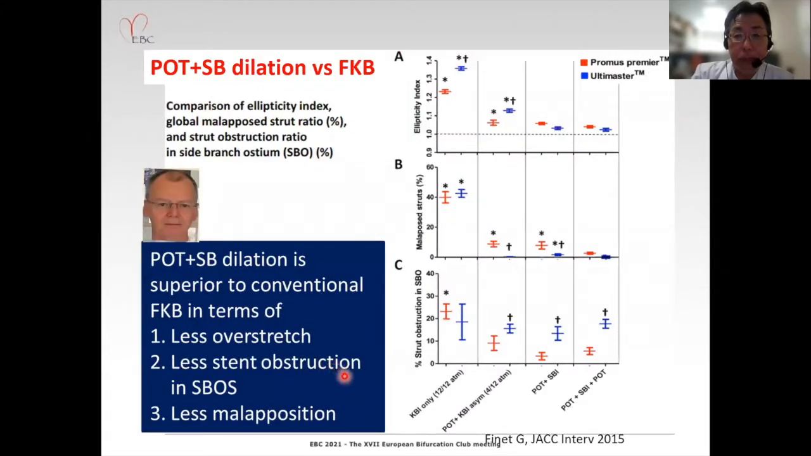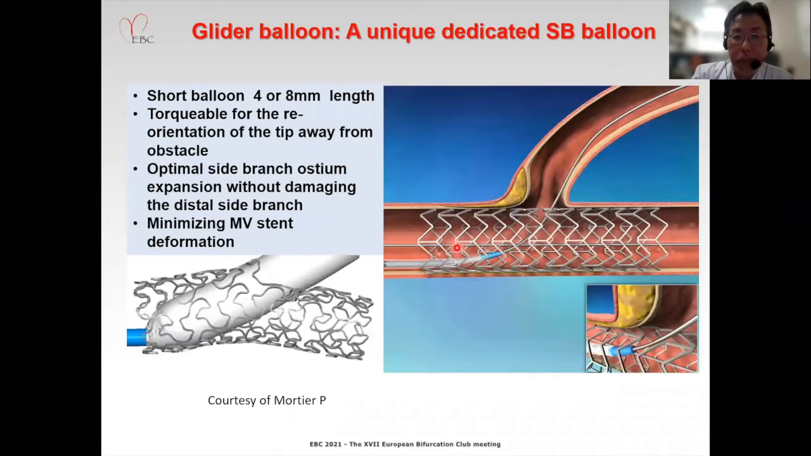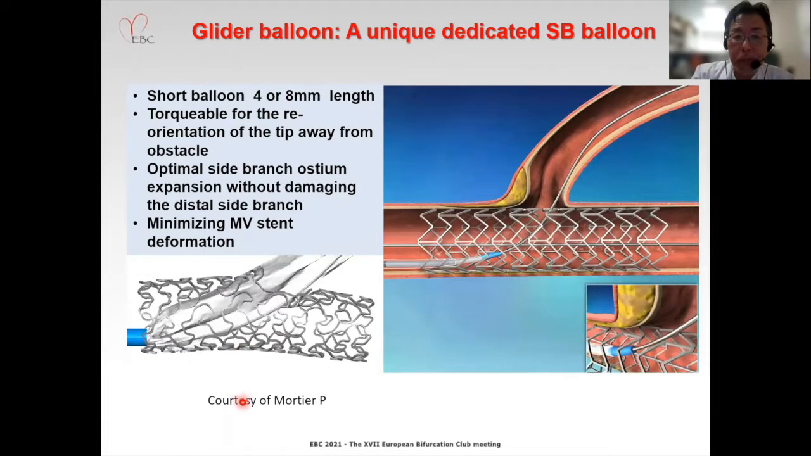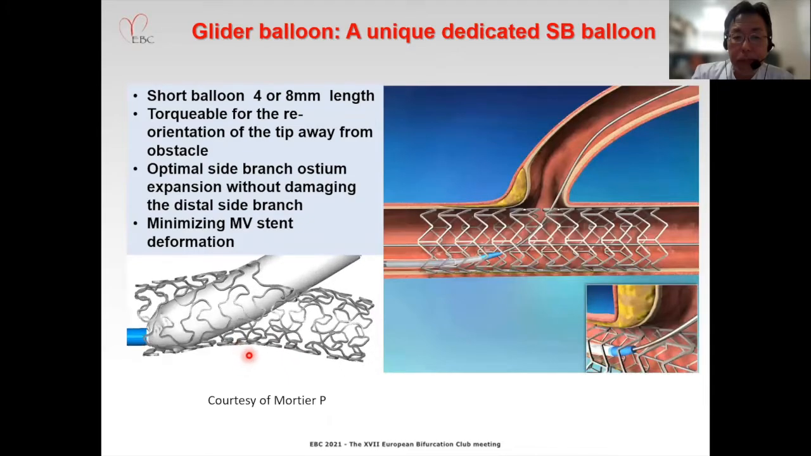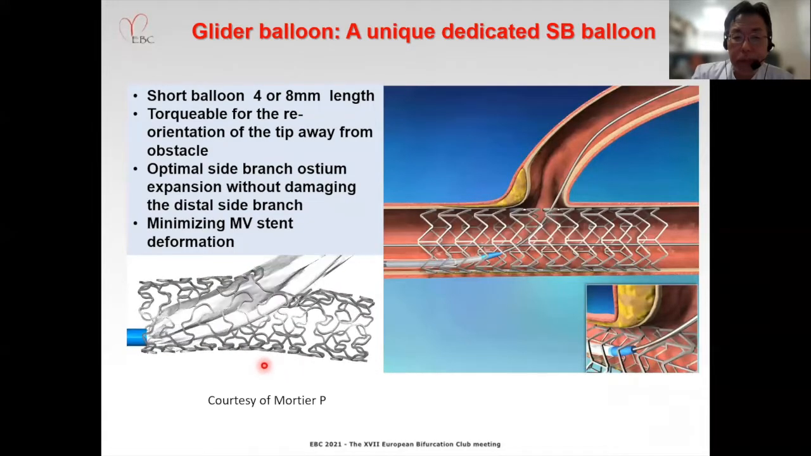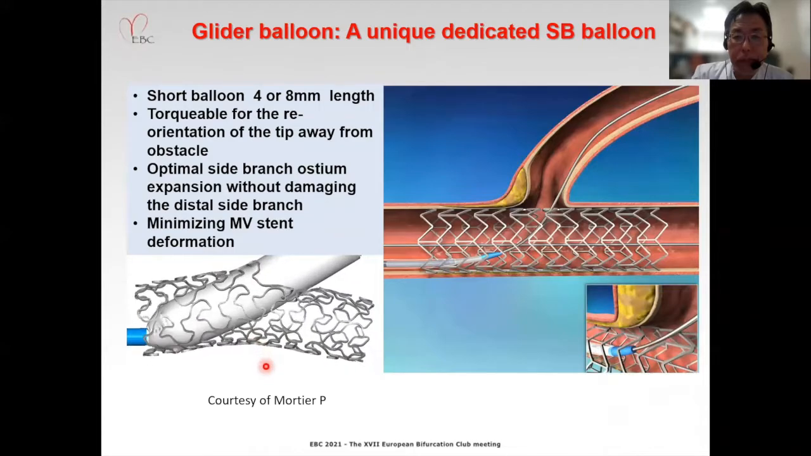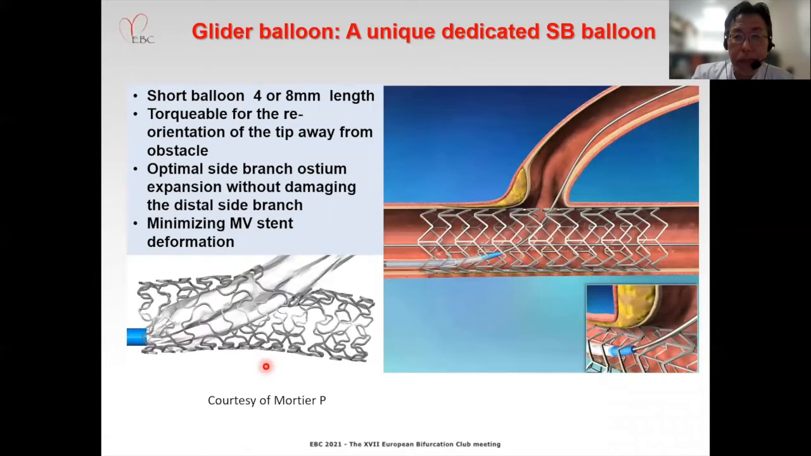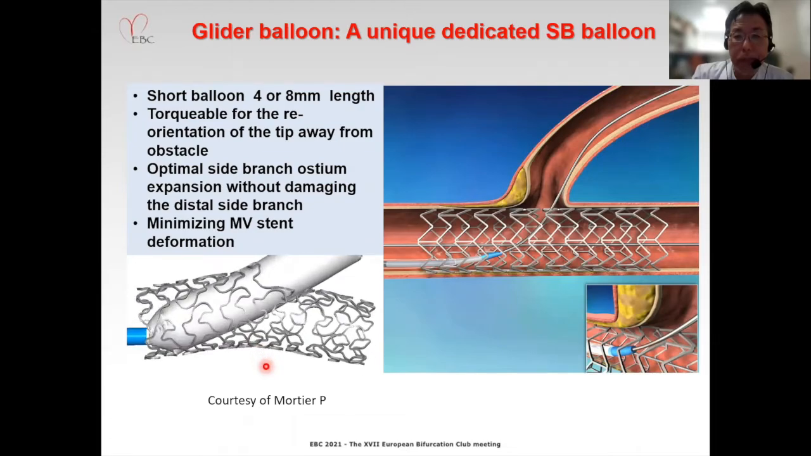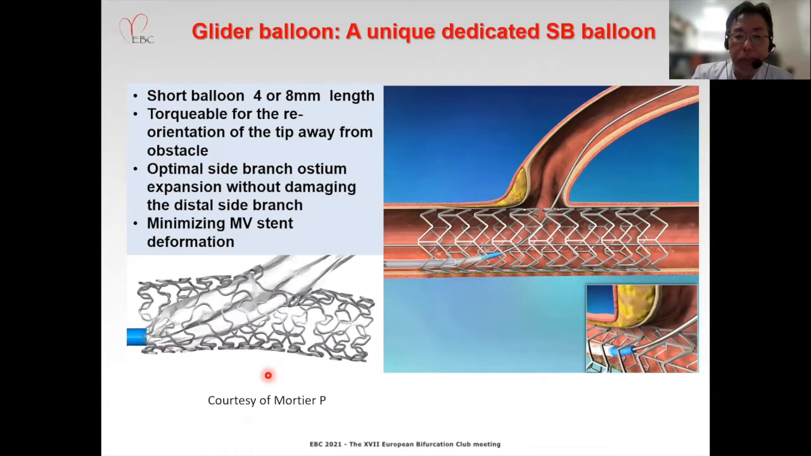POT and side branch dilation has been reported to be superior to final kissing balloon inflation in terms of less overstretch, less stent obstruction in the side branch ostium, and less malapposition in bench testing. However, side branch dilation with a long balloon has a risk of stent deformation, as indicated in this slide, so we propose using an ultrashort balloon dedicated for side branch dilation, the Glider balloon.